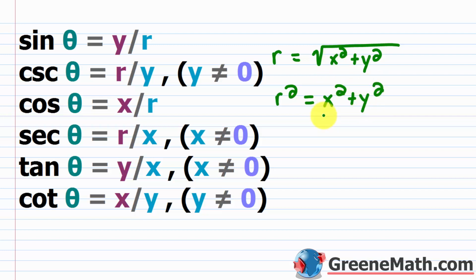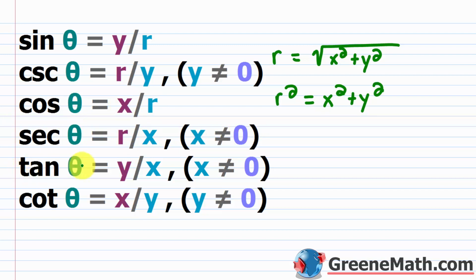I want you to recall that we defined sine of theta as y over r. We defined cosecant of theta as r over y, where y is not allowed to be 0. You'll notice that sine of theta and cosecant of theta are reciprocals. Remember your reciprocal identities from the last lesson. Then we have cosine of theta, which is x over r, and secant of theta, which is r over x, where x is not 0. Again, these two are reciprocals.